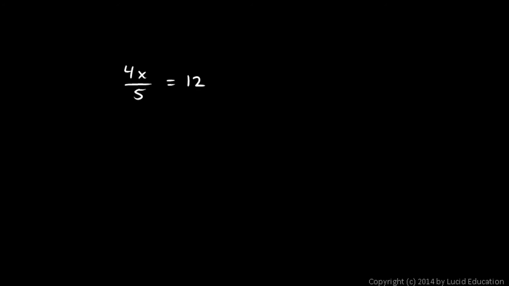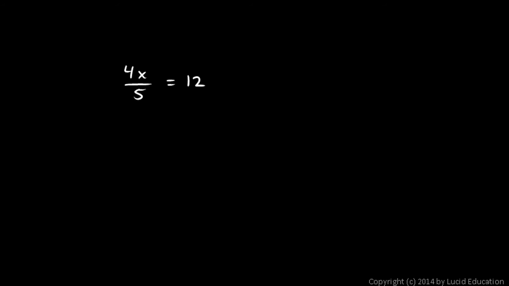In this example, we have 4x over 5 equals 12. Now look at the x on the left side. X is not isolated. It's not all by itself. It's on the left side, but there's also a 4 in the numerator and a 5 in the denominator.